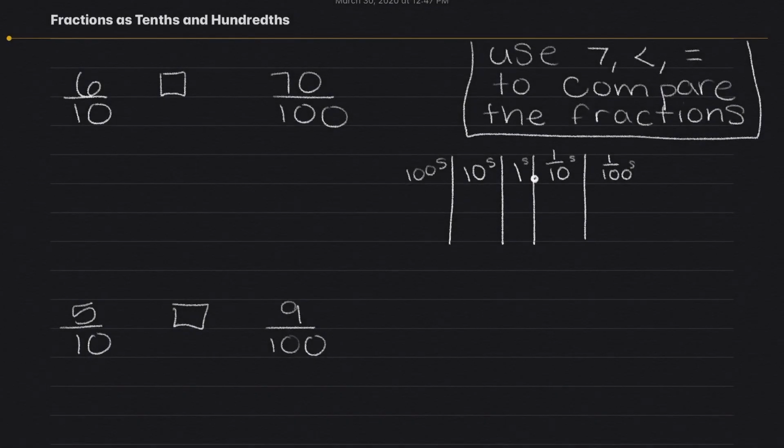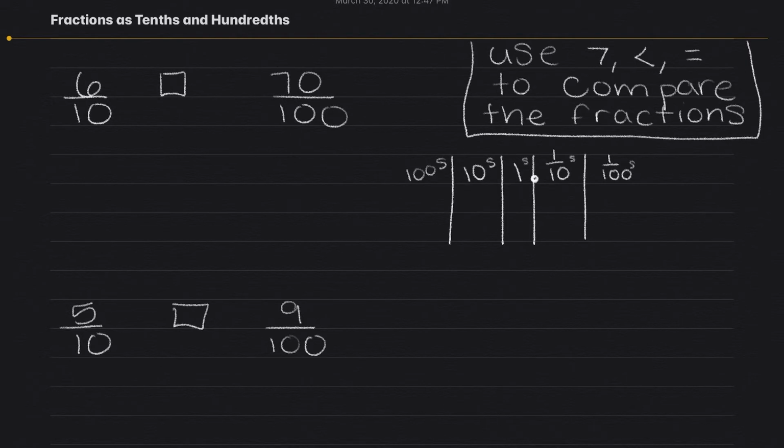Today we're going to be talking about fractions as tenths and hundredths. So over here we have the directions: use greater than, less than, or equal to compare the fractions. Now we know we cannot compare fractions unless the denominators are the same. But there's a bit of a trick to use whenever we're comparing tenths and hundredths, or hundredths with tenths.